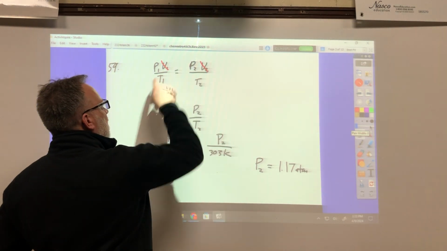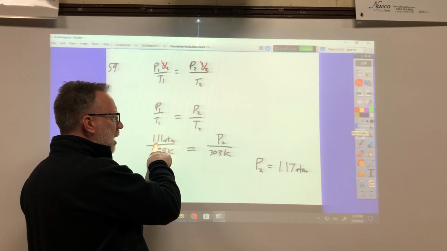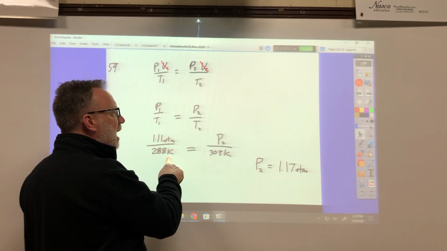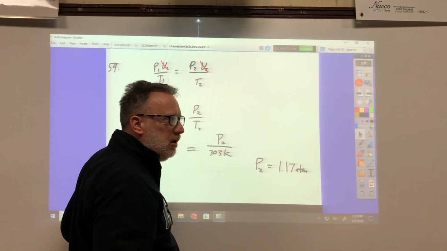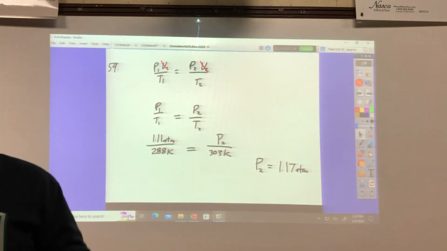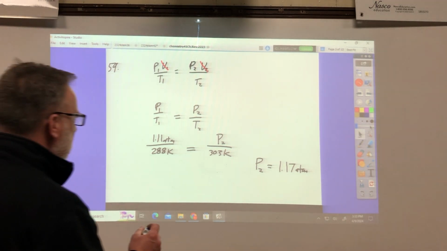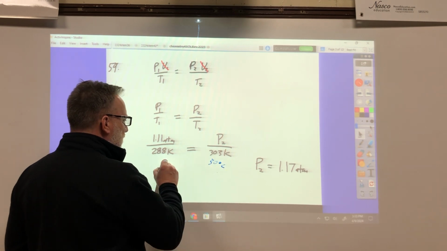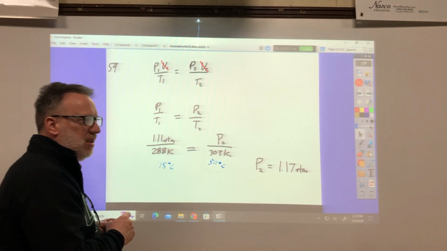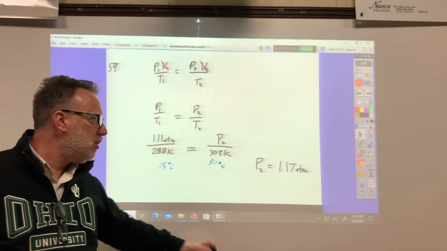59, volume's going to cancel out, and you end up with this. You put 1.1 atmospheres here, 288 Kelvin here, temperature 2 is 303 Kelvin. You have to use Kelvin, not Celsius. So this was 30 Celsius. This was 15 degrees Celsius. Don't use a degree symbol with Kelvin. I won't freak out if you do, which you're not supposed to.